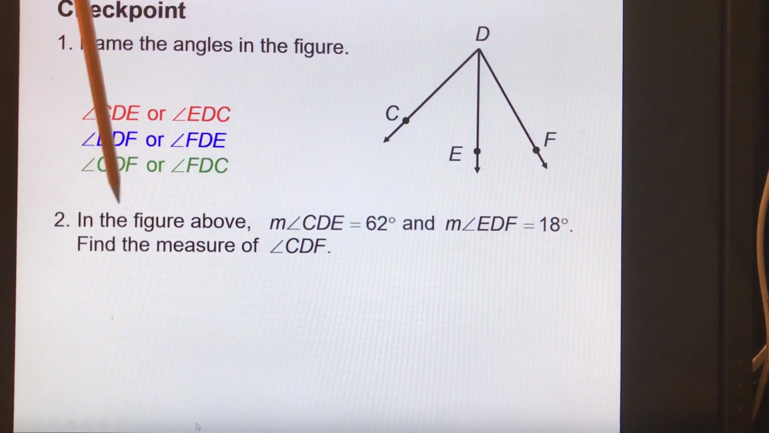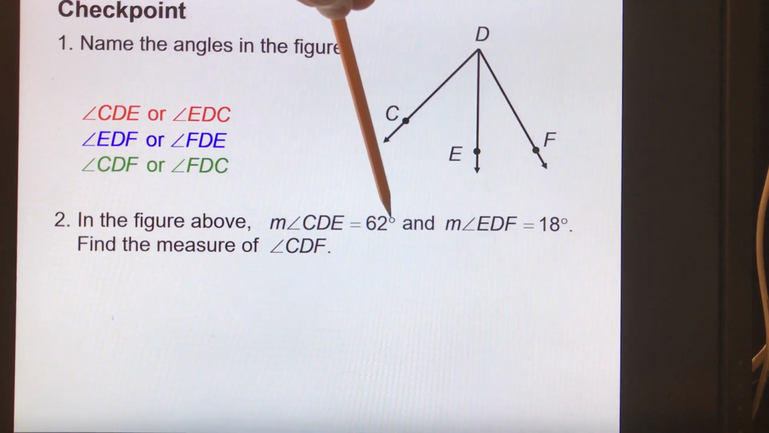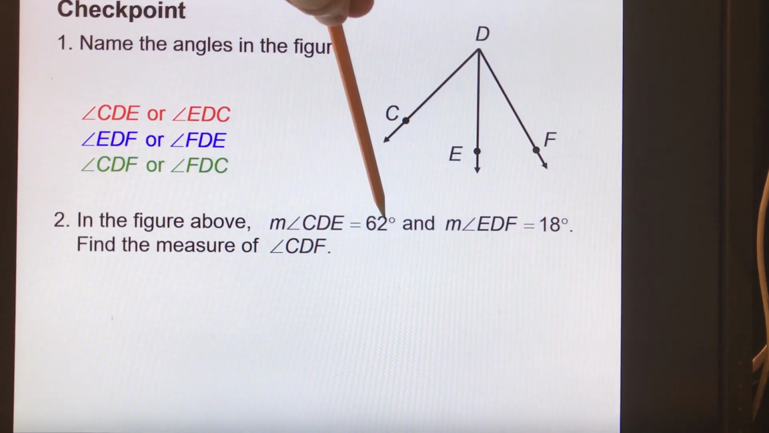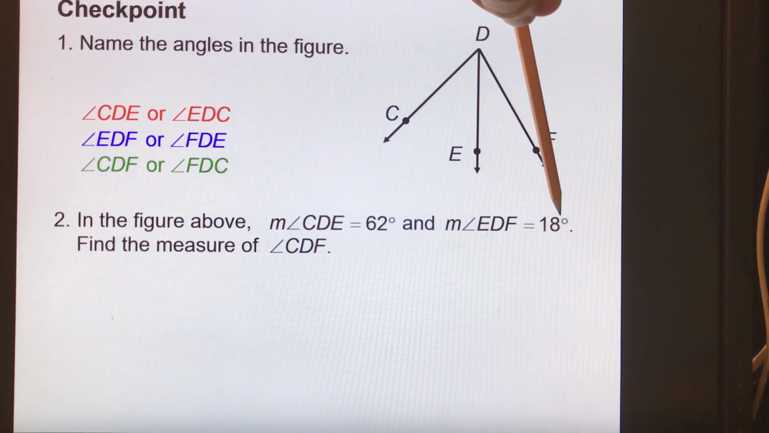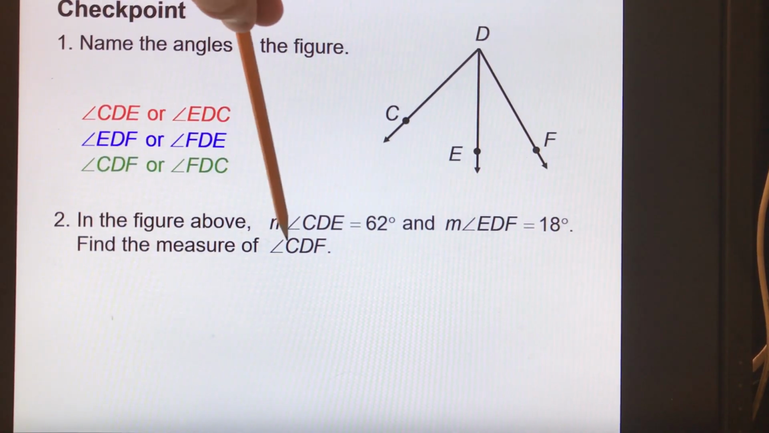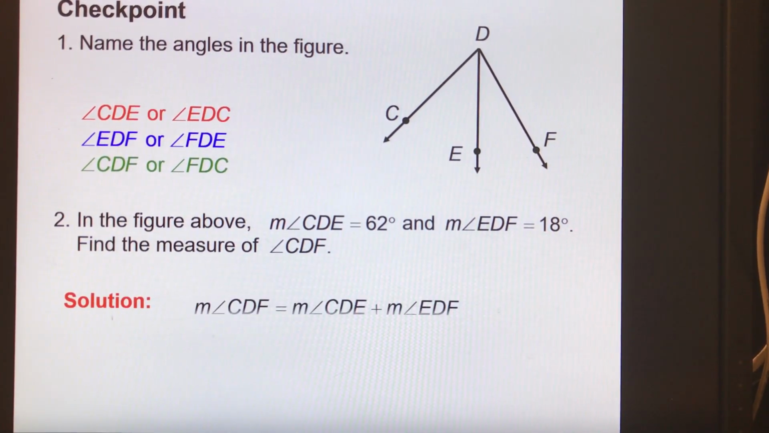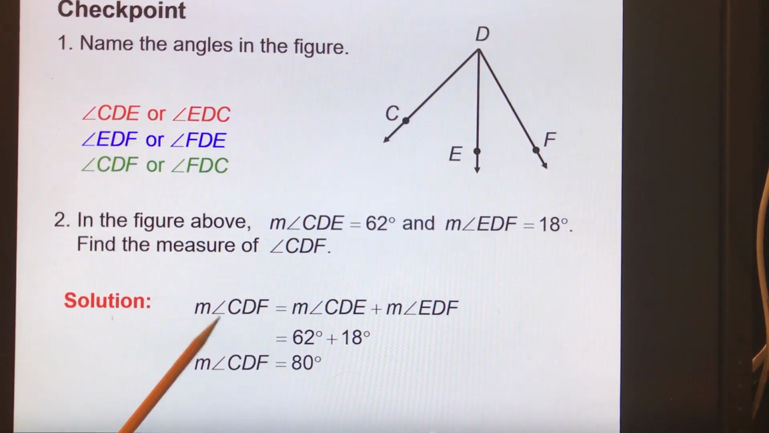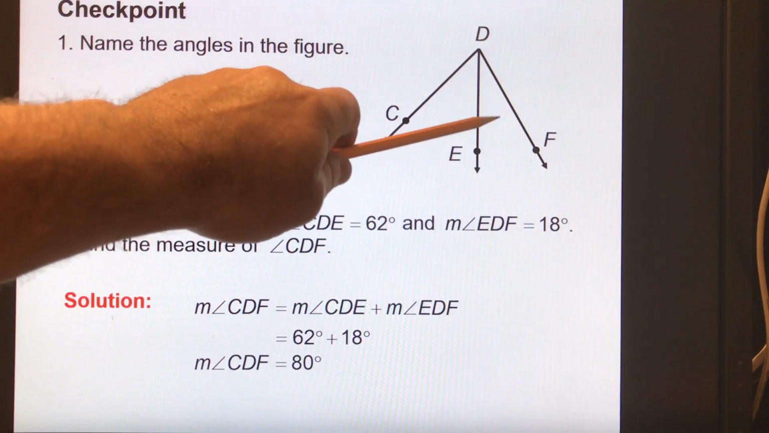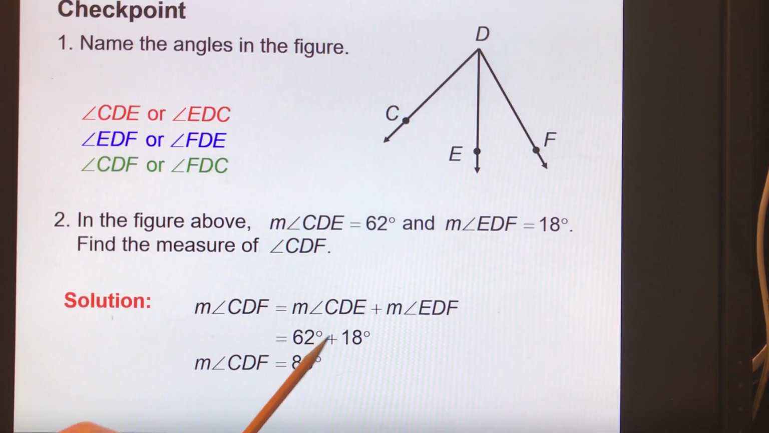Okay, so in the figure above, the measure of angle CDE is 62 degrees. There's the degree symbol up here in an exponent. And the measure of angle EDF is equal to 18 degrees. And we want to find the measurement of angle CDF. Okay? All right, so here is geometric notation. The big angle, CDF, is equal to the two smaller angles added up. And then substitute in, add, and get your measurements.